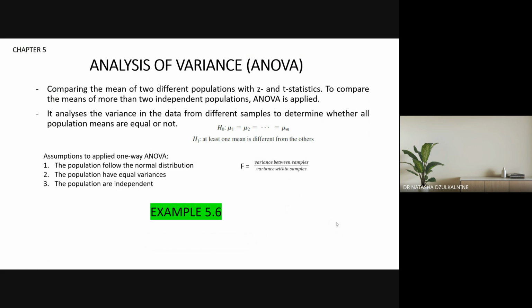For the ANOVA, we have the assumptions. Number one, the populations follow the normal distribution. The populations have equal variance. The populations are independent.